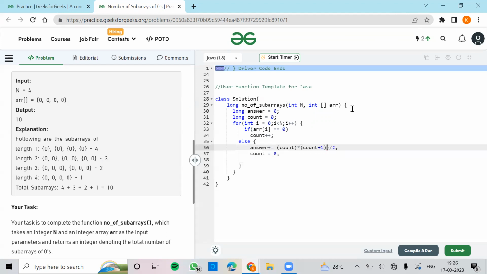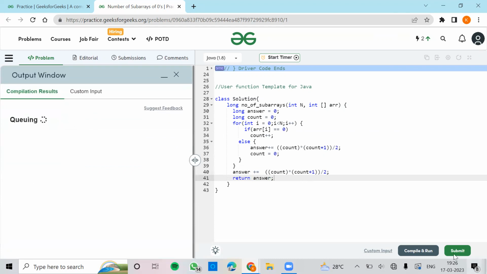Then we initialize the count to 0. And at last, if there is no non-zero element present at the end, in that case we will do the same thing. I hope you understand, and simply return the answer.